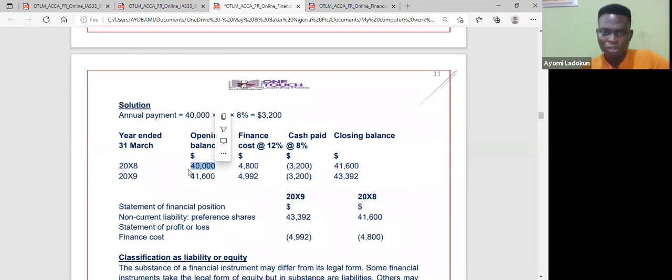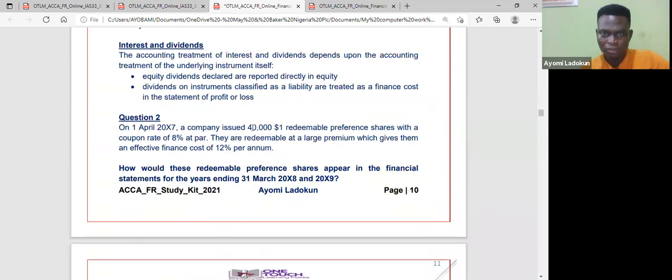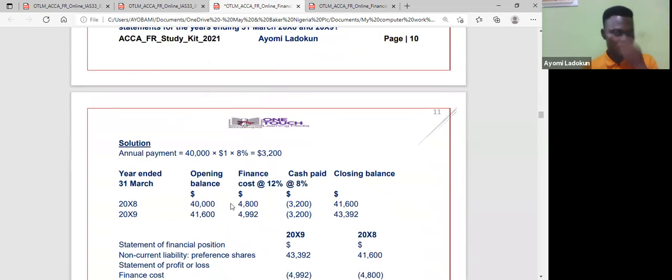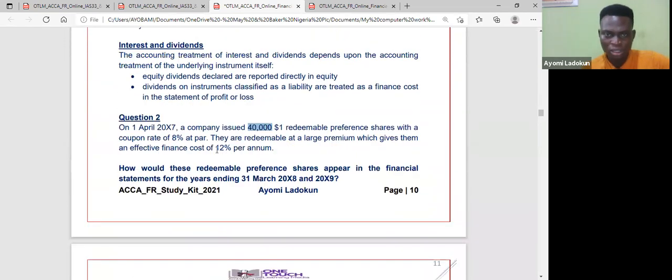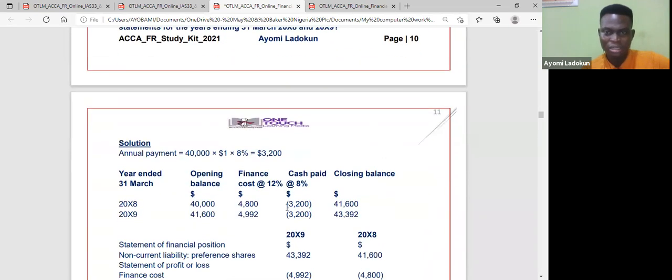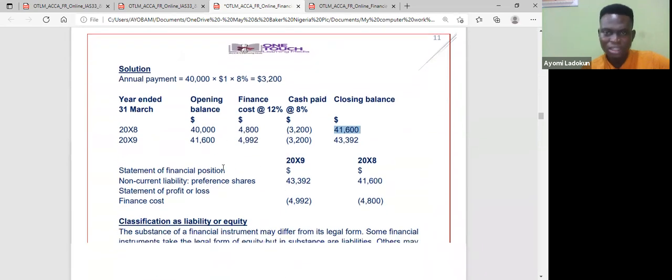You bring in your 40 here. You can see it's 40,000. Then you charge the finance cost. It says 12%. How much am I paying? 8%. 8% of 40 will give you 3.2. Then you net it off, you have 41. So that's what you do for those two. Okay? That's what you do.